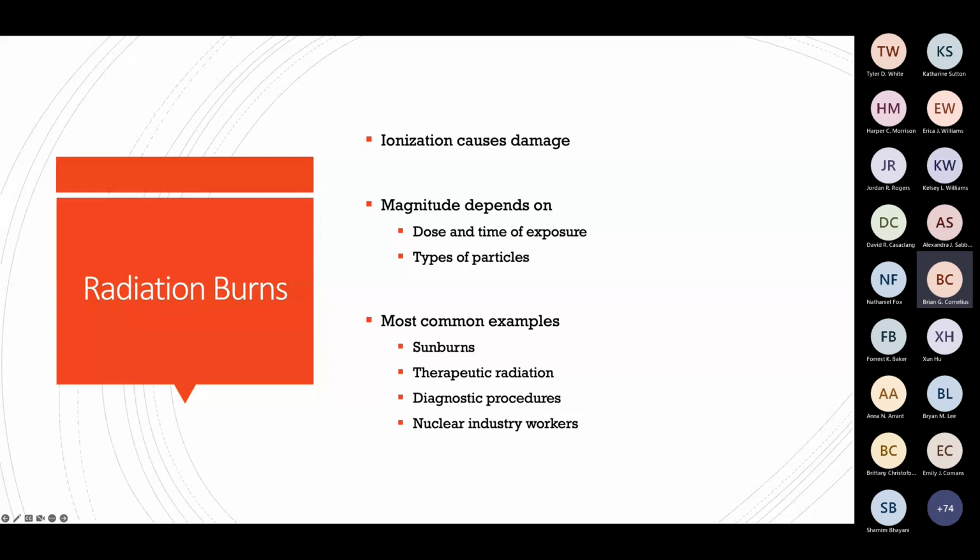Again, magnitude kind of depends on the dose and the time of exposure, as well as the type of particles they're exposed to. And the most common examples you're going to see are sunburns, which we don't even really count. But as I said, therapeutic radiation. You may also see that folks working in the nuclear industry have exposures. They're not very common, but it is certainly possible. And then one thing you always have to worry about is intentional acts. So think about like a terrorist attack where they've released some sort of nuclear radiation upon a population that can lead to burns as well as inhalation exposure.